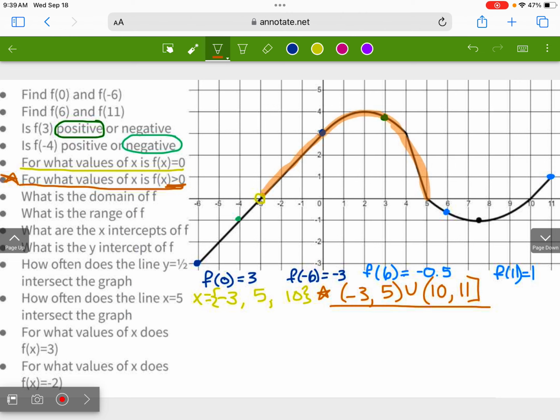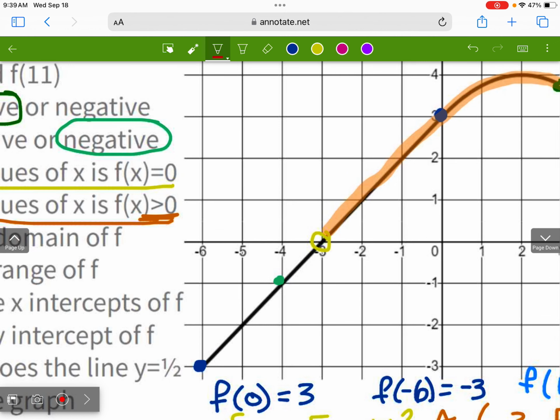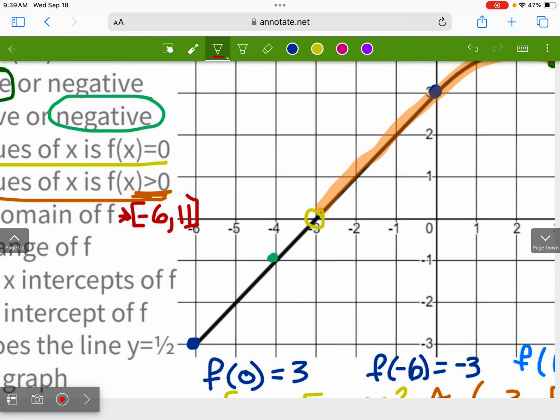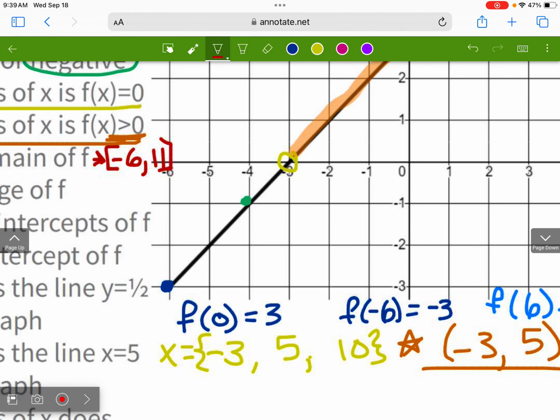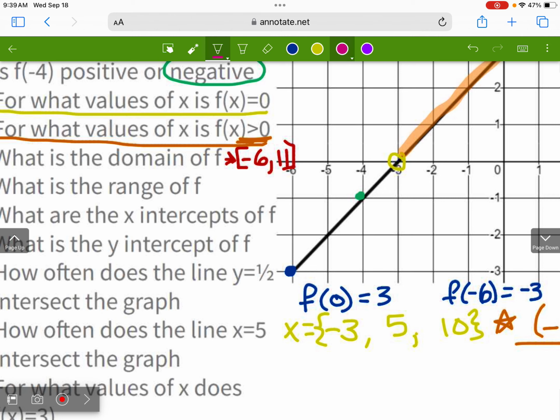What is our domain of F? What's our domain? -6 to 11. Both of which are included. Domain is our x values. So from -6 to 11. What is the range of F? From -3 to 4. Included on both.